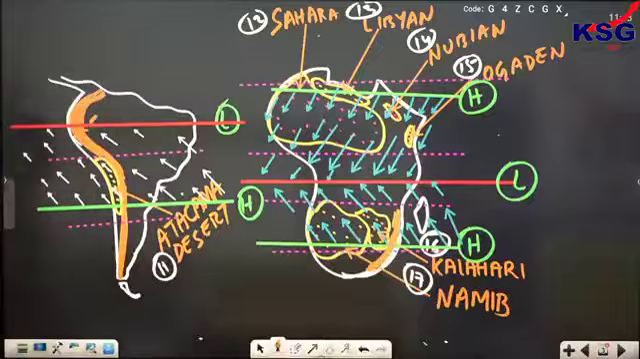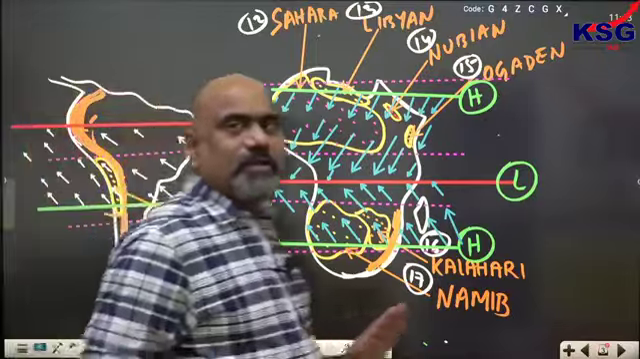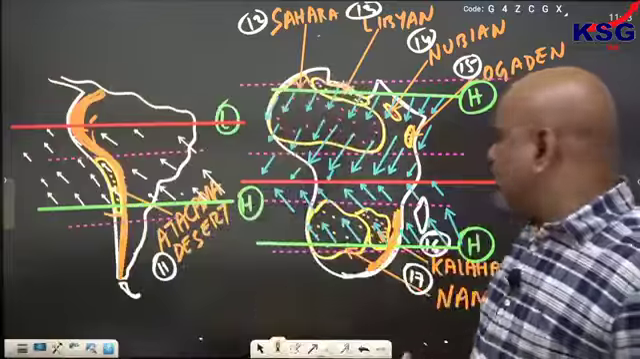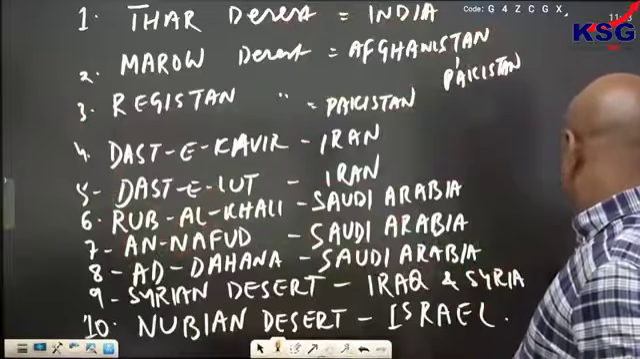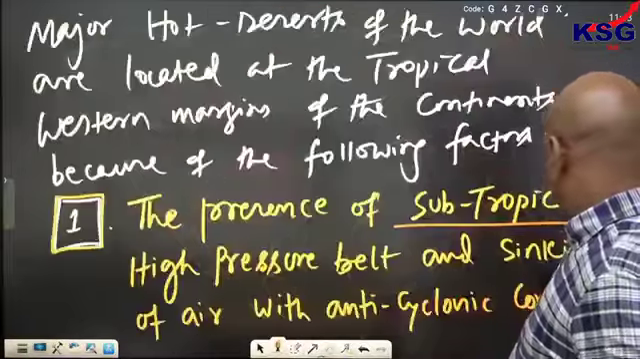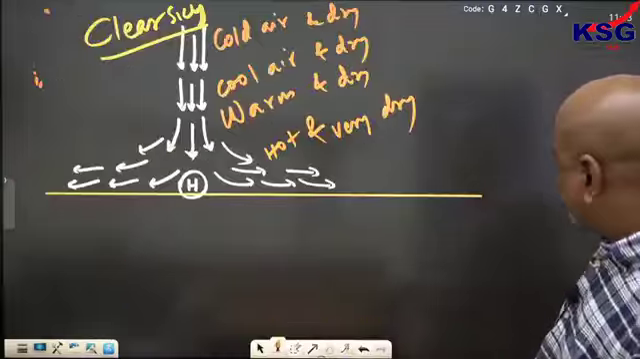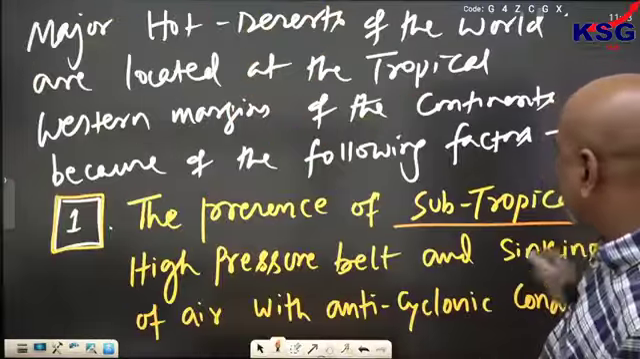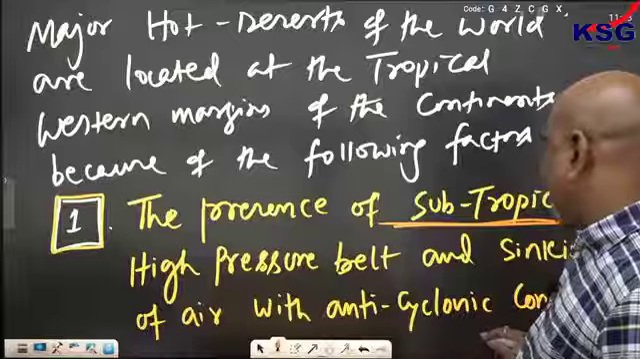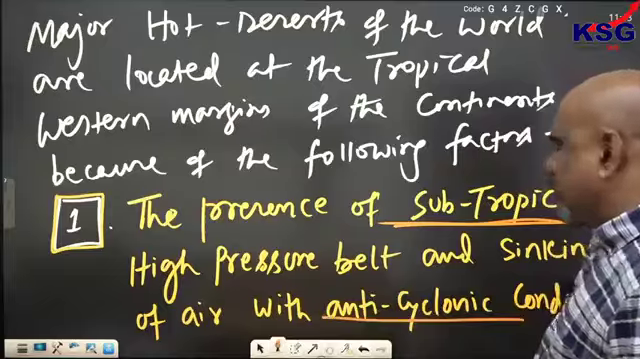First, look at this part. You have the presence of high pressure. Since there is high pressure, the air will go like this, downward. You have the presence of anticyclonic conditions. I hope you got the anticyclonic conditions, whatever I have said. First point is anticyclonic condition, presence of subtropical high pressure and anticyclonic conditions. This is clear to you.